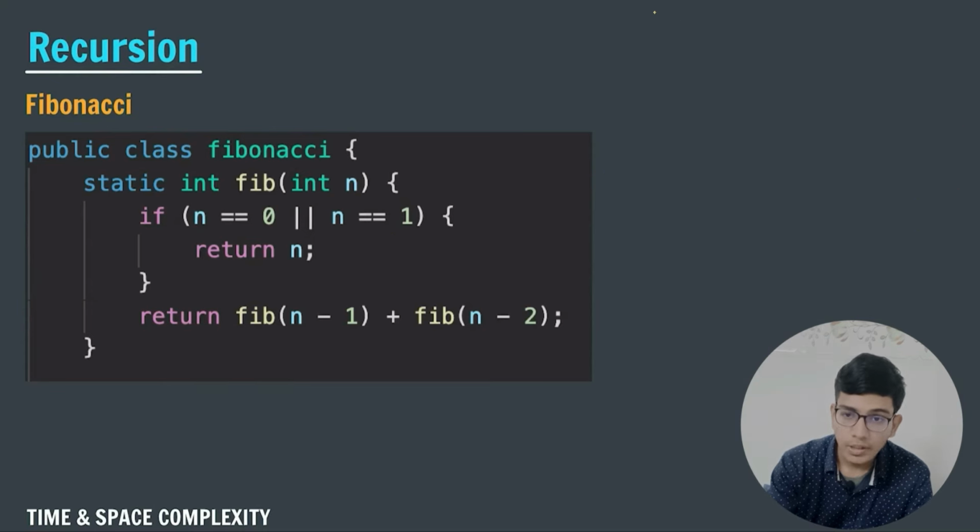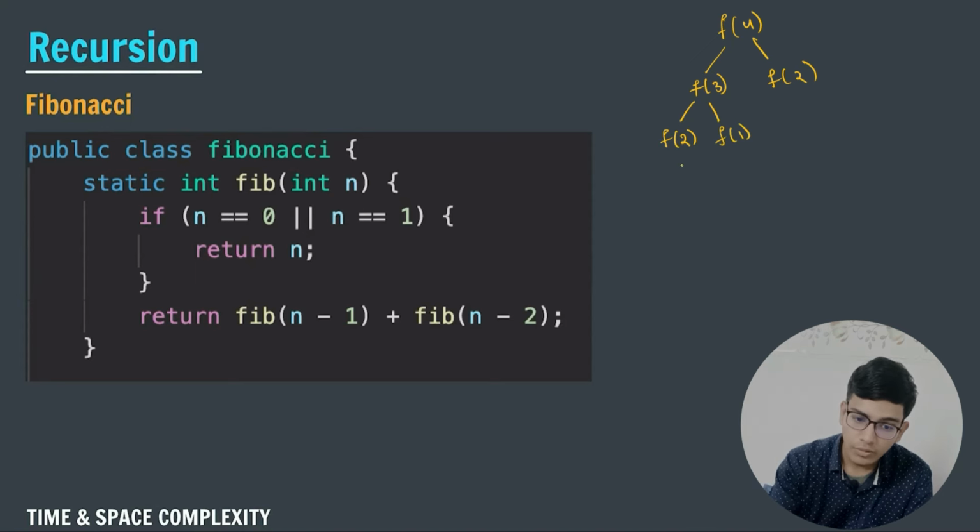Let us talk about our tree-like structure. I already told you that for the Fibonacci series, the structure formed in the call stack looks like a tree. Let us consider that I am calculating Fibonacci of 4. For calculating Fibonacci of 4, I need to calculate Fibonacci of 3 first, after that Fibonacci of 2. For Fibonacci of 3, I need to calculate Fibonacci of 2, after that Fibonacci of 1. For Fibonacci of 2, I need to calculate Fibonacci of 1 and Fibonacci of 0.